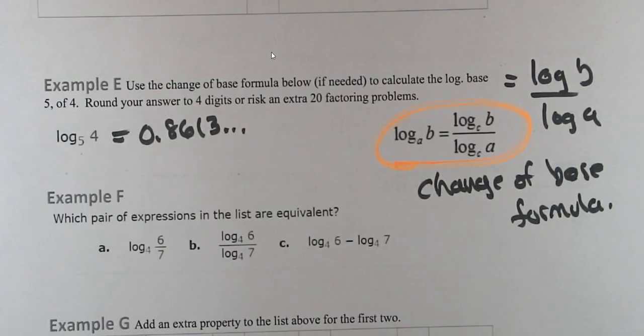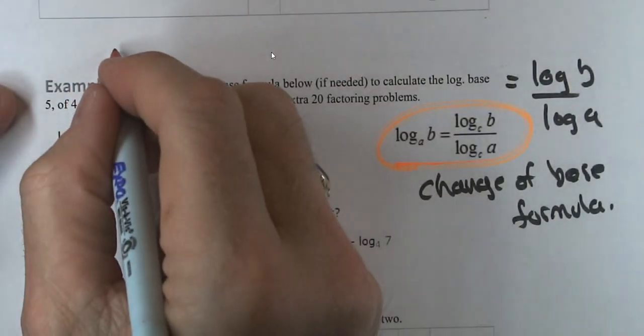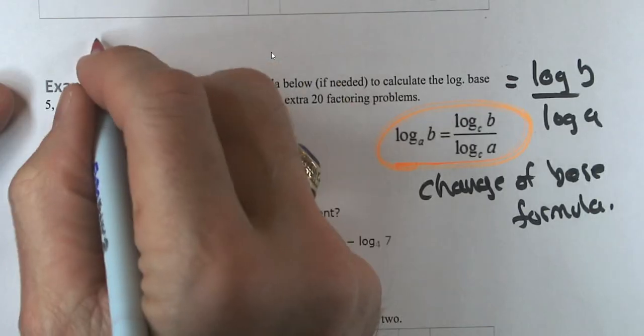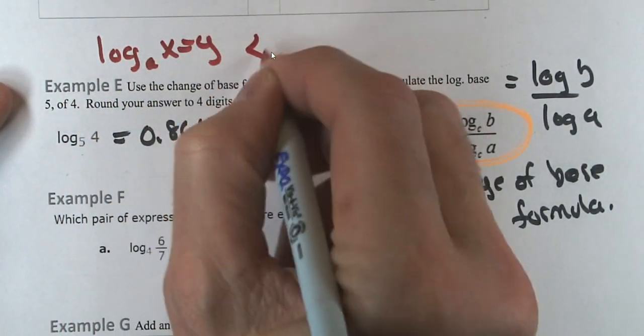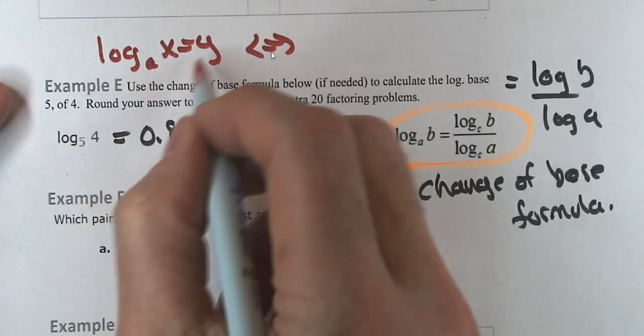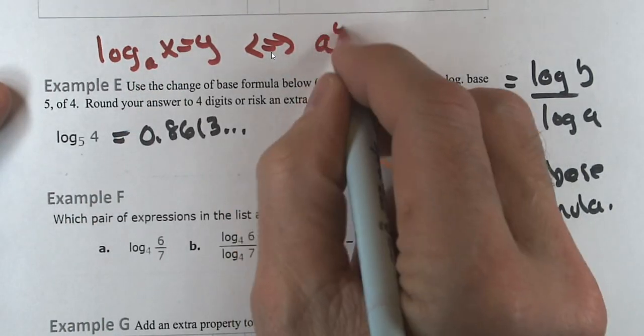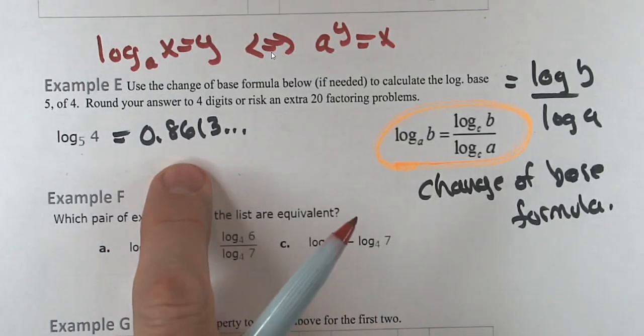What to what power equals what? Remember, in general, log base a of x equals y is equivalent to a to the y power equals x. So what would that say down here?